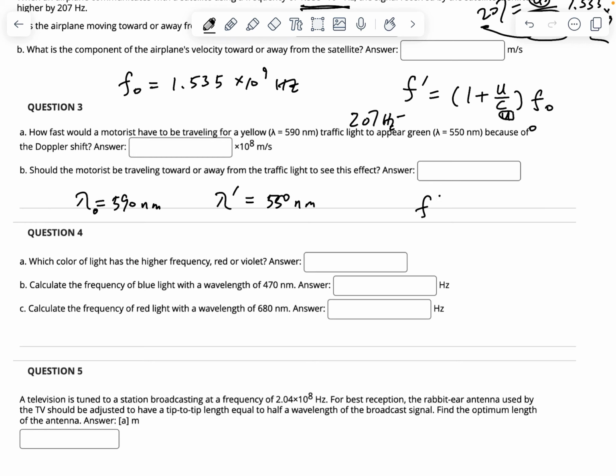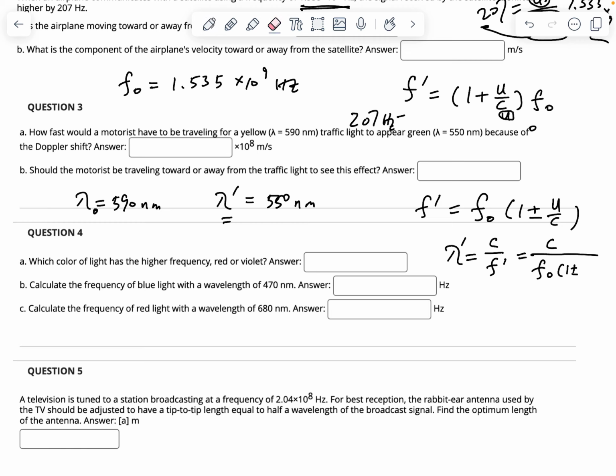So how do we use the equation? We know f prime equals f naught times 1 plus or minus u over c. It doesn't matter, we don't know yet, so assume plus or minus. That's the equation. What is the wavelength? Wavelength equals c over this one, speed over frequency, so equal to c over f naught times 1 plus or minus u over c.